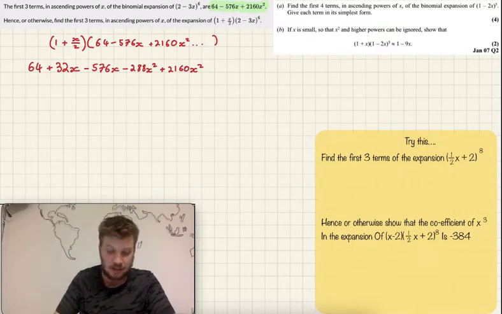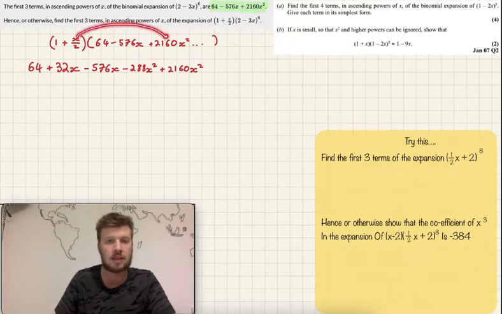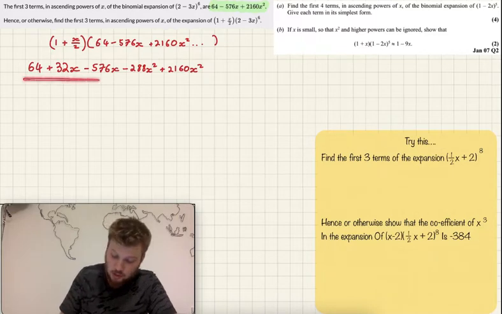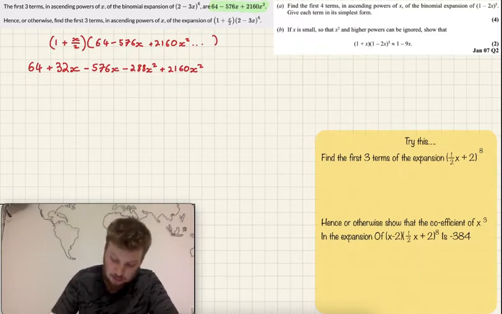Now, I don't need to actually work out any other terms. The reason for that is because if I went to work out x over 2 multiplied by 2160x squared, that would give me a cubic term. So all I need to do is focus on simplifying these terms a little bit further.